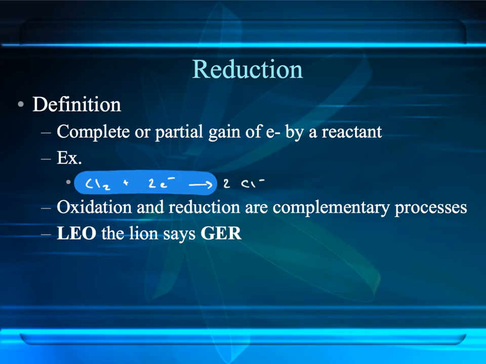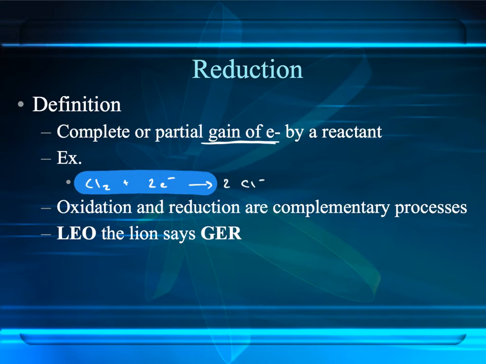Okay, so a reduction reaction, the opposite of losing electrons, would be to gain electrons. So this is a complete or partial gain of electrons by a reactant. Example here is if we take elemental chlorine. We got Cl2. That's its elemental form. It's got a charge of 0 on it right now. And so it's going to gain electrons. Notice they are on the reactant side this time. The two electrons are on the reactant side. They are going to combine with the element to form a chloride ion. We get two of them because the elemental form of chlorine was Cl2.